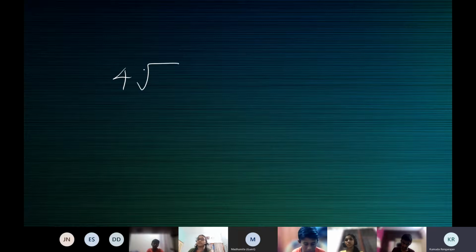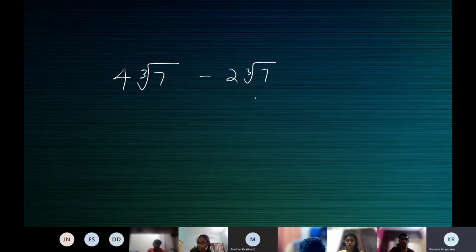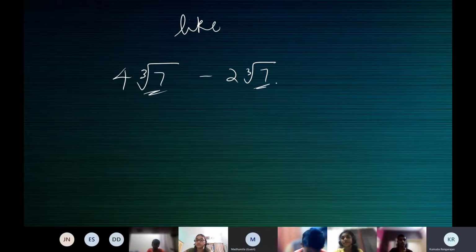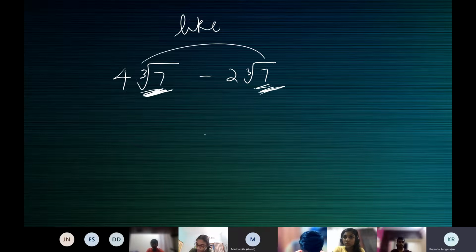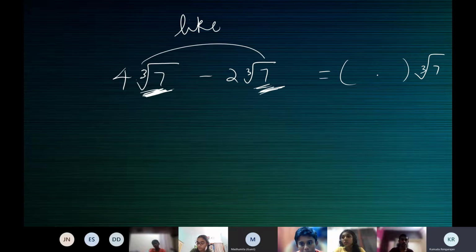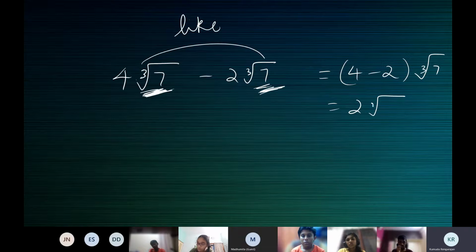What is 4 cube root of 7 minus 2 cube root of 7? Are they like surds? Yes, ma'am. These are surds of third order. Cube root of 7, cube root of 7, so they are like surds. What is common? Cube root of 7 is common. So in the bracket, you will have 4 minus 2. So it's 2 cube root of 7. Don't forget to write this cube root. Is this correct?